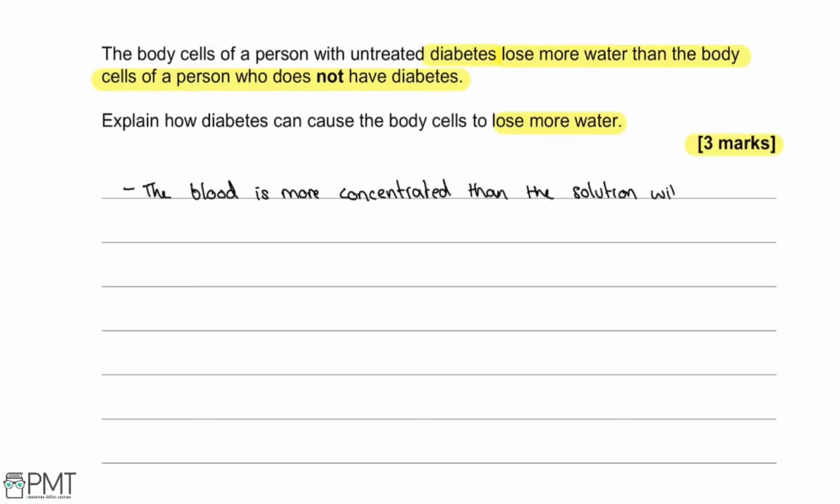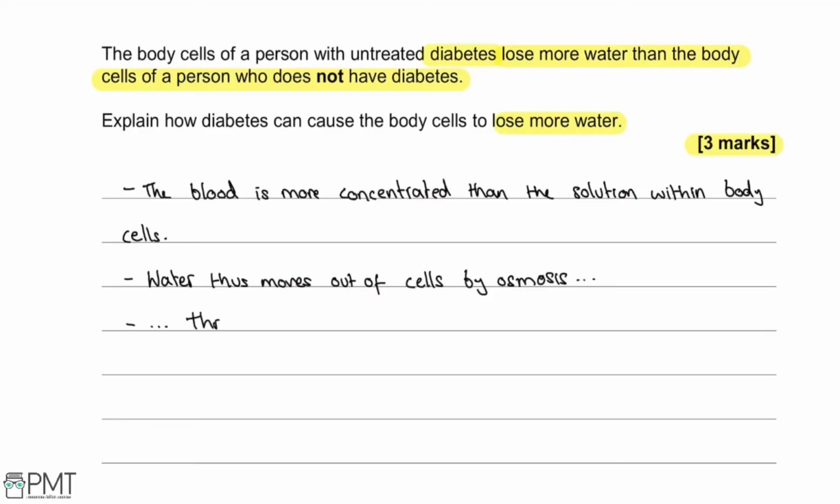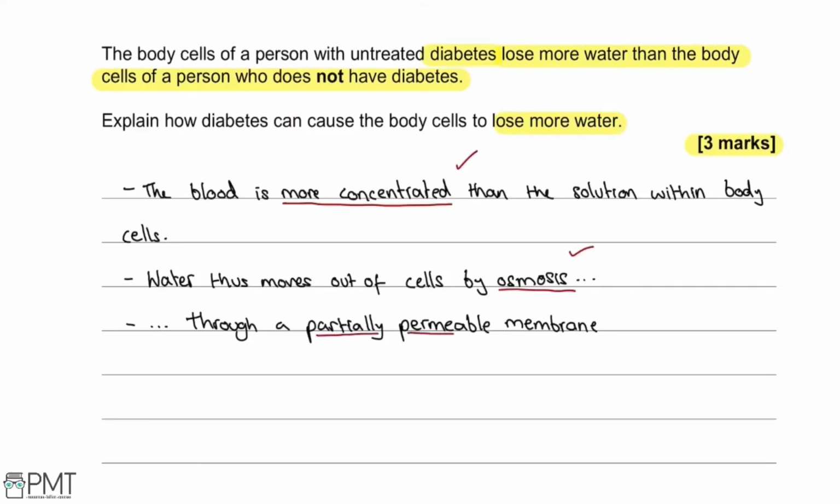So first we're going to describe the conditions for this osmosis. We say the blood is more concentrated than the fluid inside the cells. Then we say that as a result of this, water moves from the cells into the blood by osmosis, and state that this is through a partially permeable membrane, so that would be the membrane surrounding each of the cells. So that's all you've got to say for your 3 marks. You talk about the concentration difference, which creates a concentration gradient. You'd state the term osmosis, and then you mention the partially permeable membrane, which is part of your osmosis definition.